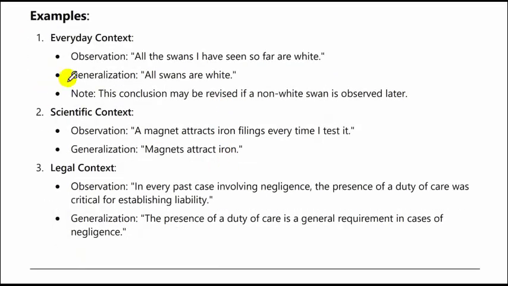Example, observations in everyday context. All the swans I've seen so far are white. Generalization, all swans are white. This conclusion may be revised if a non-white swan is observed later. Scientific context. A magnet attracts iron filings every time I test it. Therefore, I generalize that magnets attract iron.